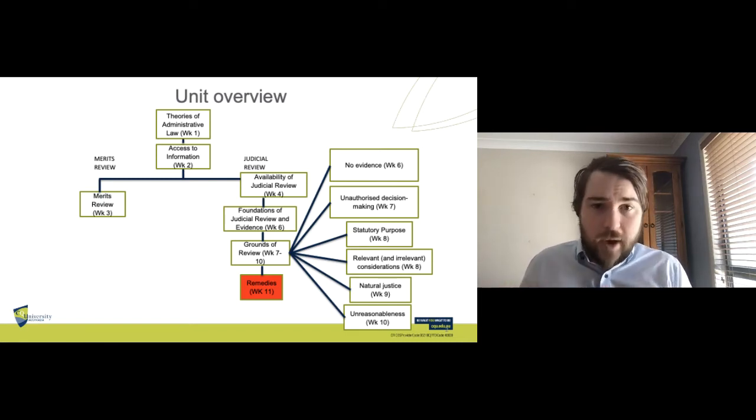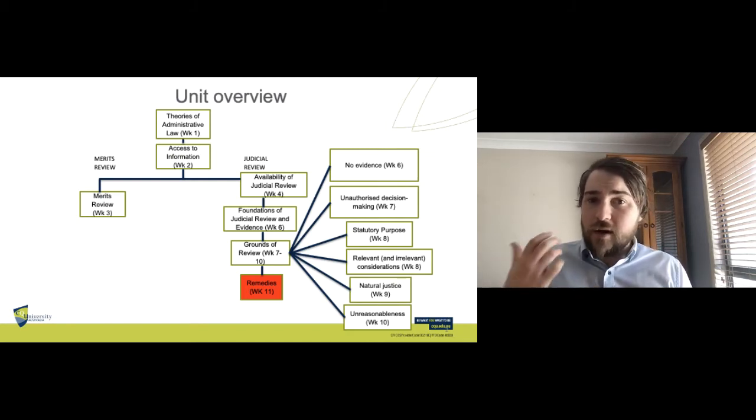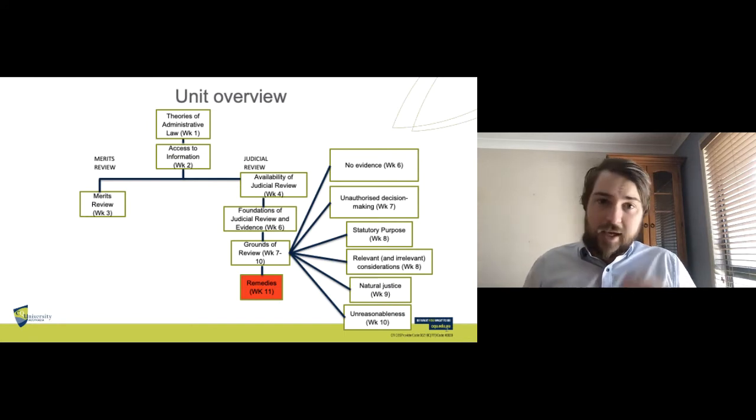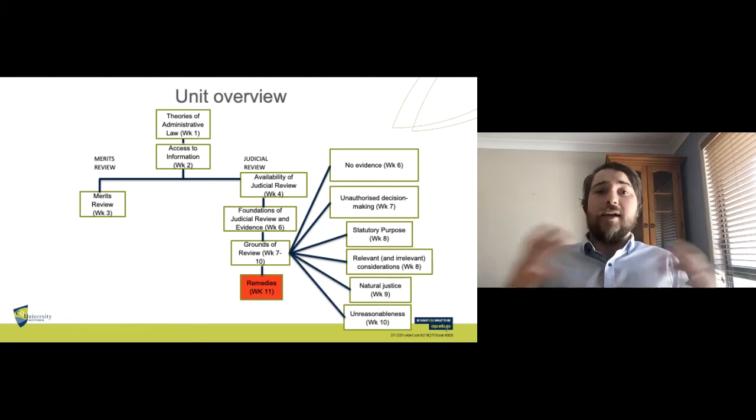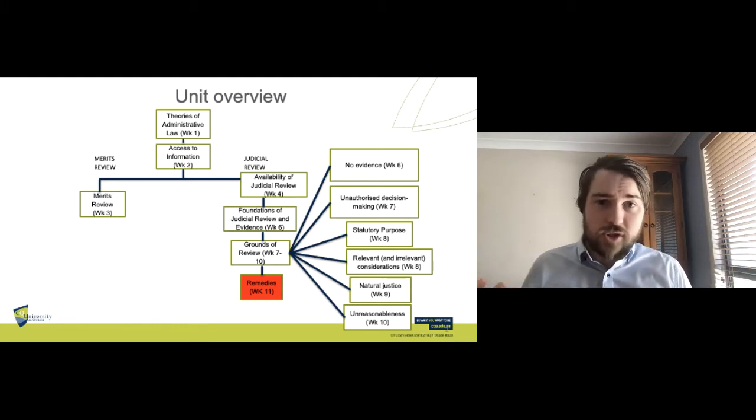So was there no evidence for the decision? Was the decision maker unauthorized? Did the decision go against the purpose of the statute? Did the decision maker fail to take into account a relevant consideration? Did they take into account an irrelevant consideration? Was the person affected denied natural justice and procedural fairness? And on the whole, was the decision just so unreasonable that no decision maker would have made that decision?